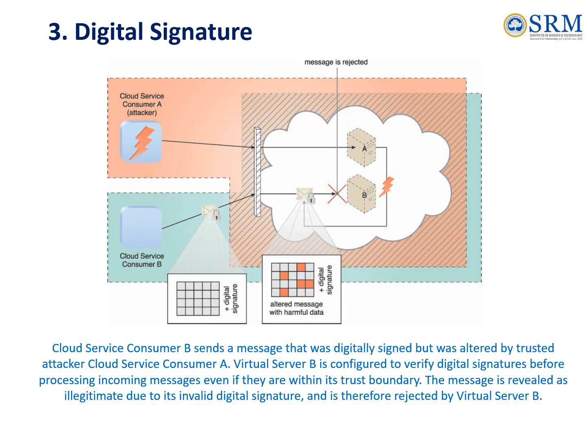Now look at the diagram. Cloud service consumer B sends a digitally signed message, but during transmission, trusted attacker A modifies the message. When virtual server B verifies the digital signature, the verification fails because the message contents were altered. As a result, the message is identified as invalid and rejected.